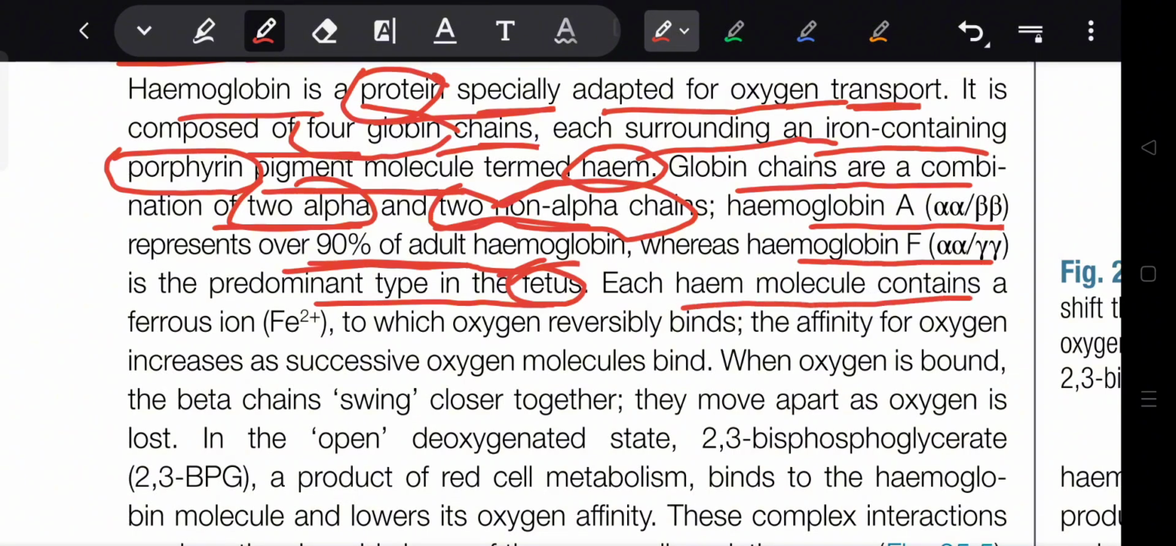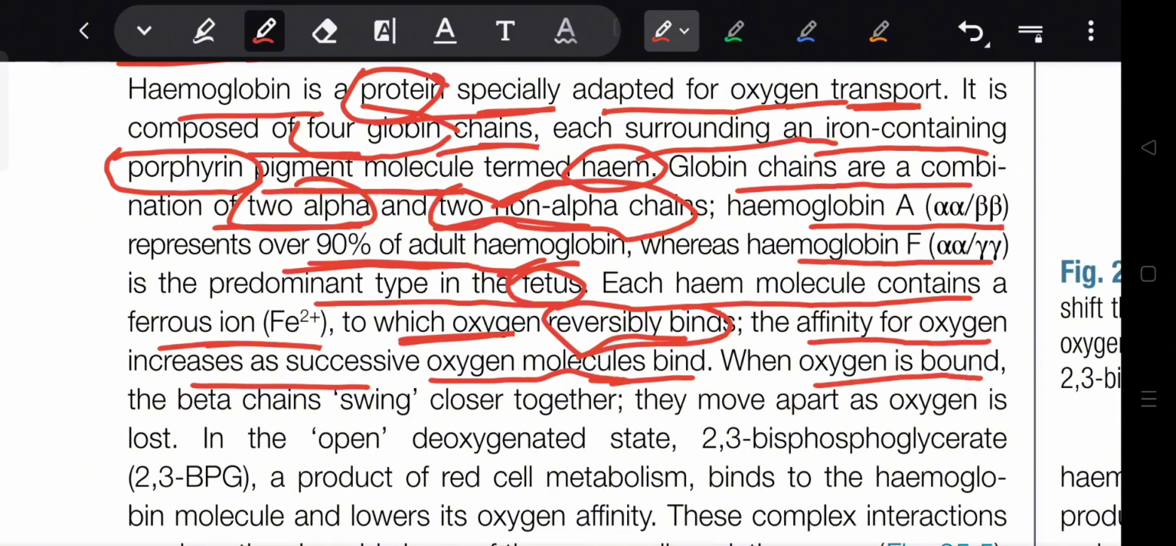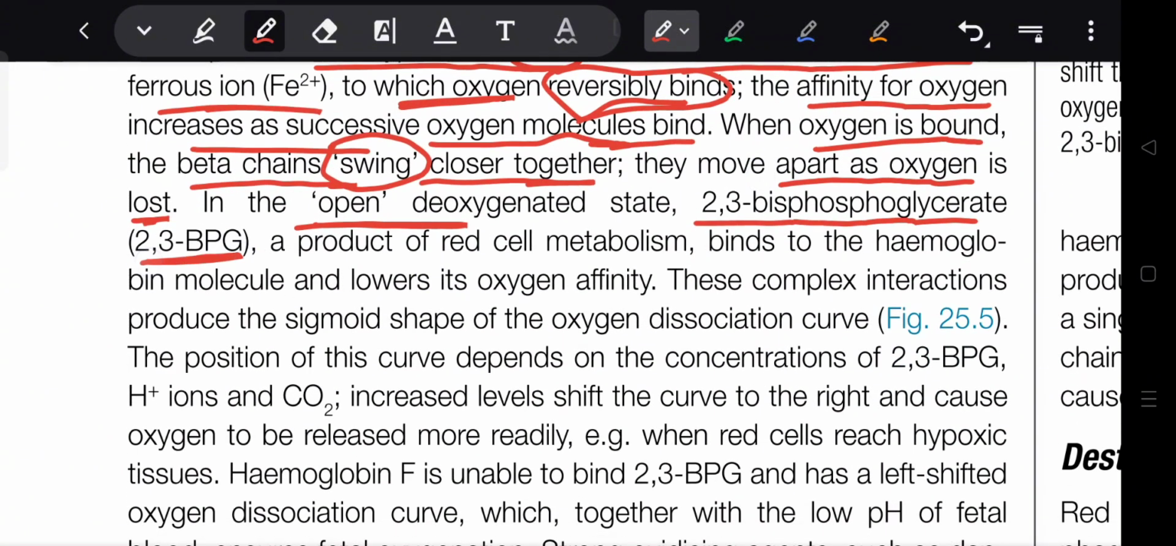Each heme molecule contains a ferrous iron to which oxygen reversibly binds. The affinity for oxygen increases as successive oxygen molecules bind. When oxygen is bound, the beta chains swing closer together; they move apart as oxygen is lost. In the open deoxygenated state, 2,3-bisphosphoglycerate, 2,3-BPG, a product of red cell metabolism, binds to the hemoglobin molecule and lowers its oxygen affinity. This complex interaction produces the sigmoid shaped oxygen dissociation curve.